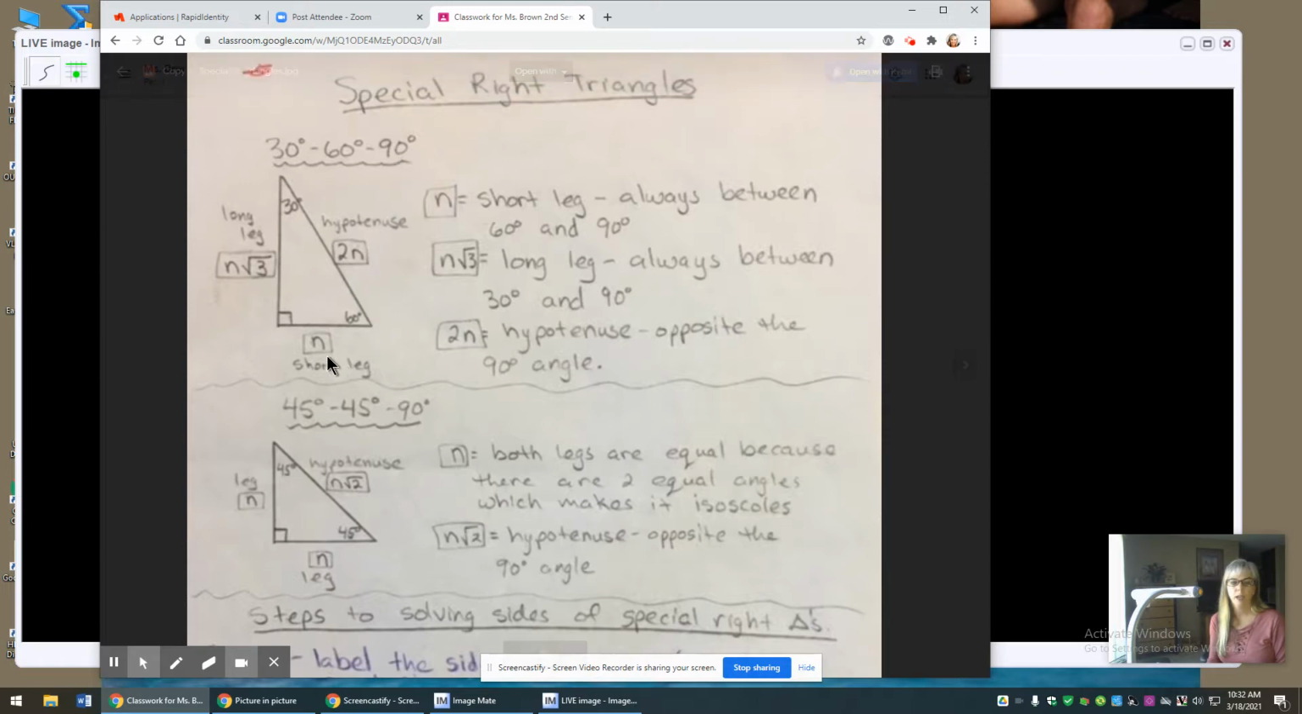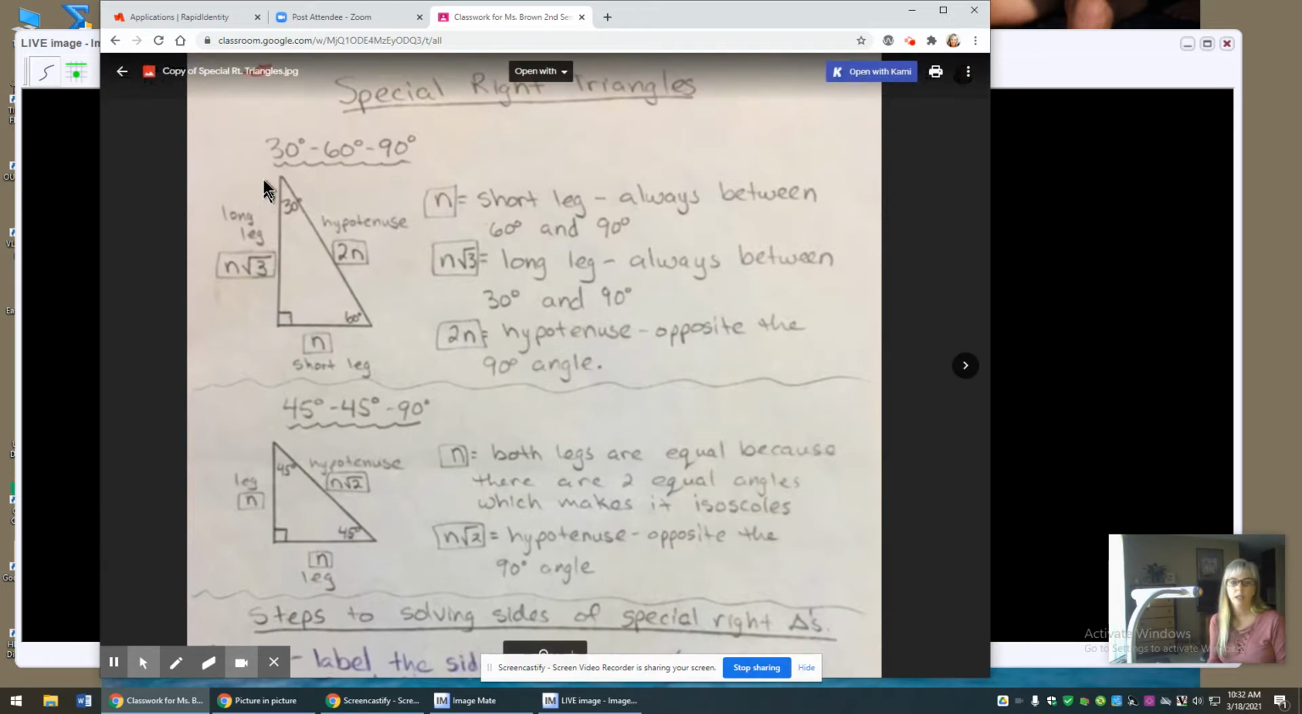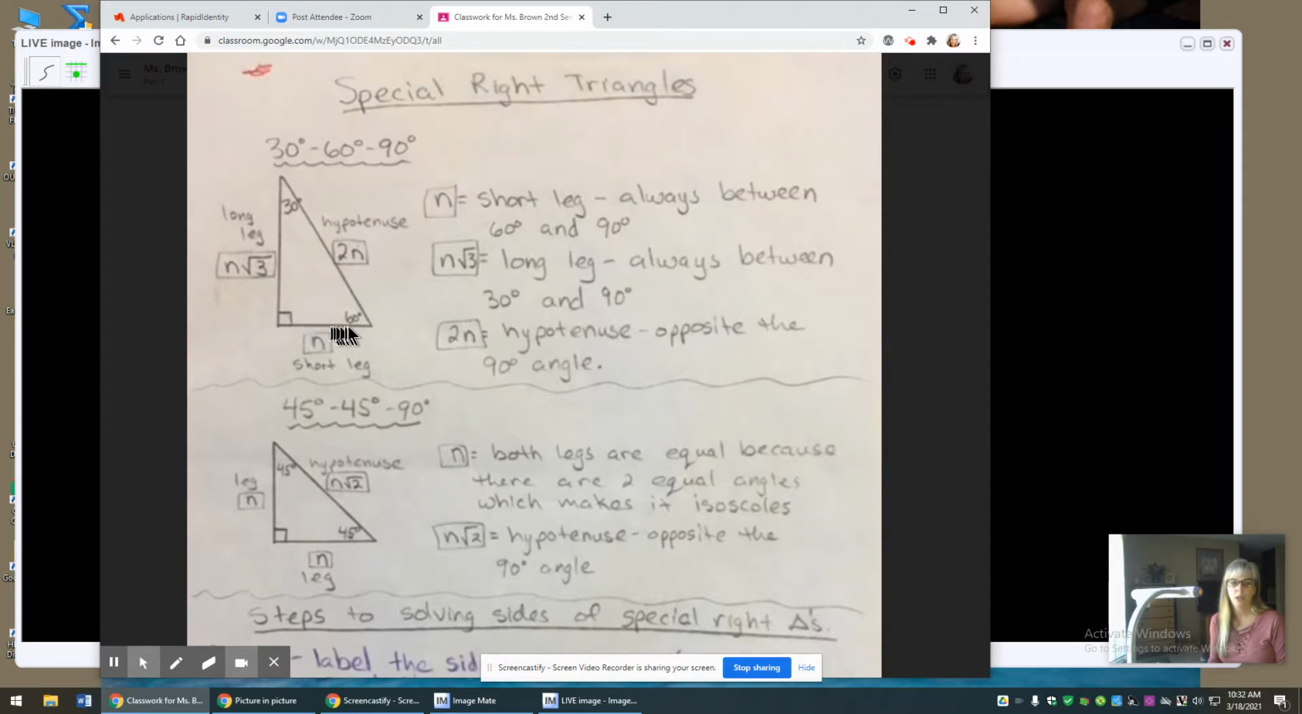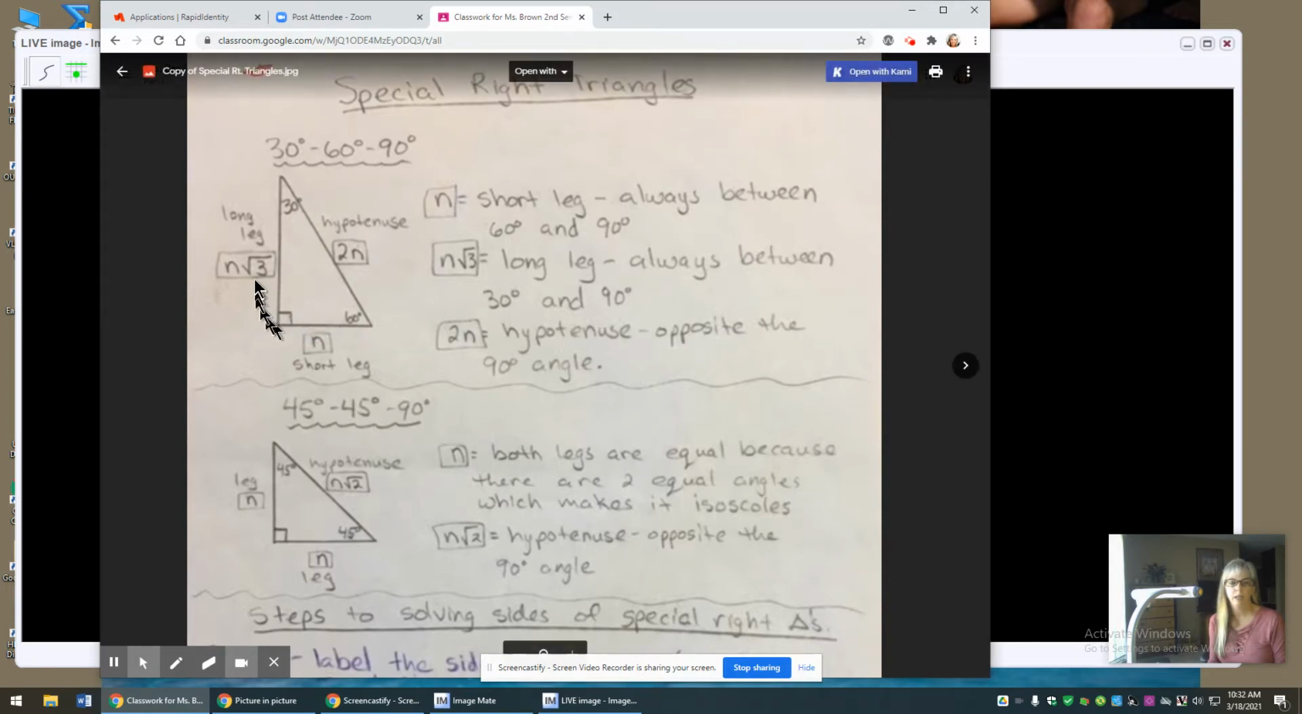And again, we have a relationship or a ratio between the short leg, the long leg, and the hypotenuse. The short leg is always between 60 and 90 degrees, always. Even if it doesn't look like that, sometimes we'll try to trick you by making the triangle look like it's not the short leg. Just check the numbers. It's between 60 and 90, that's the short leg. The long leg's always between 30 and 90.